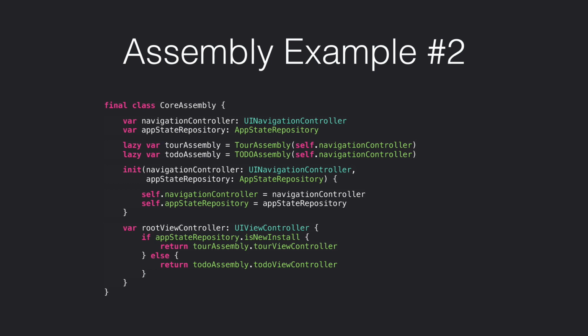Now, imagine you have an application that has some tour and some dashboard. If user installs your application for the first time, you want to show tour. Otherwise, you want to show dashboard. With these assemblies, you basically have your tour in your core, and you have a to-do assembly in your core. So in this computed variable for root view controller, you basically ask your repository, hey, is this the first new install? In that case, you return tour view controller. Otherwise, you return to-do view controller, which is normal dashboard.